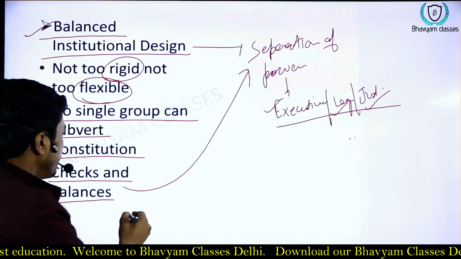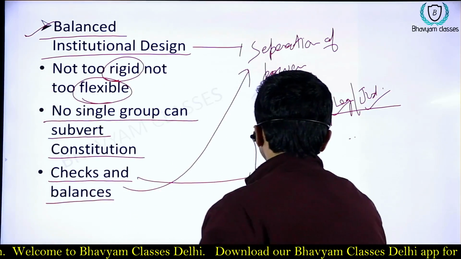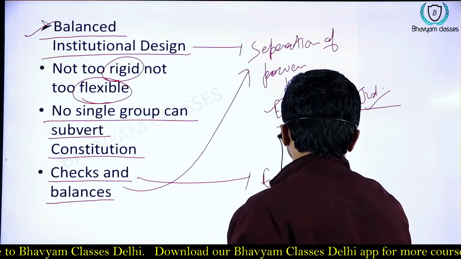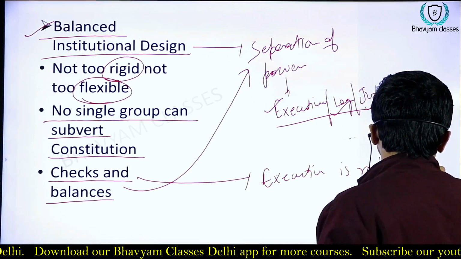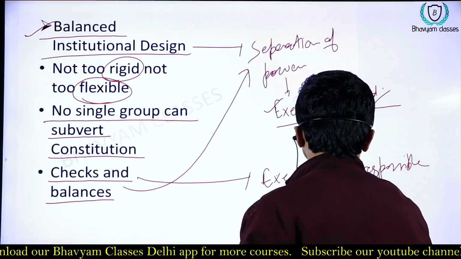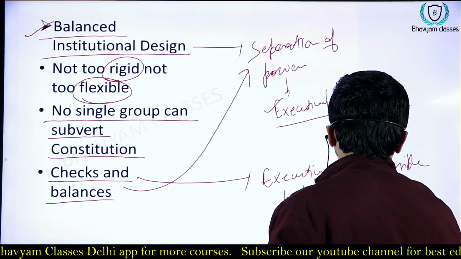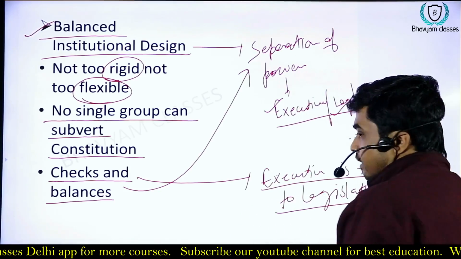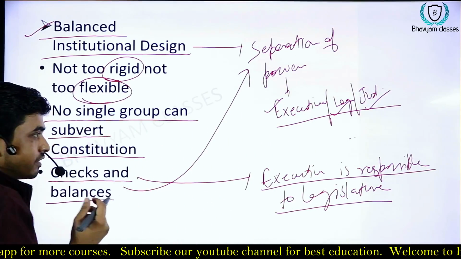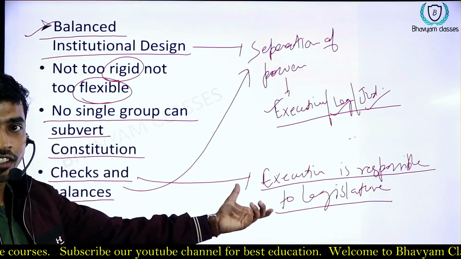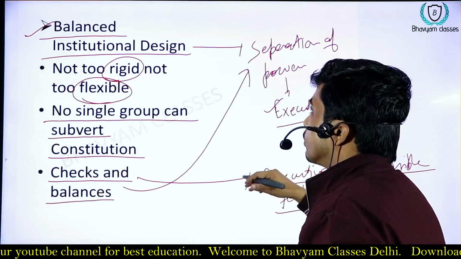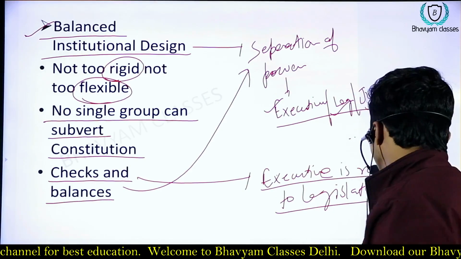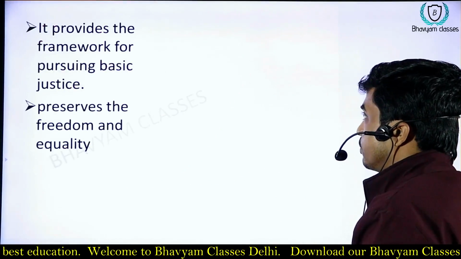As we all know, in India, the executive is responsible to the legislature. It has to be accountable, it has to give answers to the legislature if the executive is doing something. So balanced institutional design makes a constitution effective.